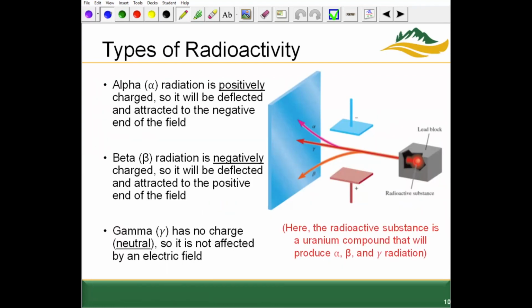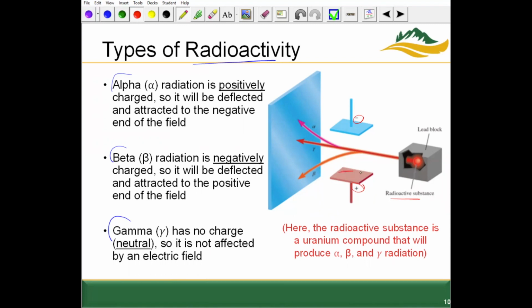Now, another important point before we get into those subatomic particles, we've talked a lot about electrons so far. Another concept here is the different types of radioactivity. So there's alpha radiation, beta radiation, and gamma radiation. Using this idea again of like charges repelling one another and opposite charges attracting one another, there were experiments done using a radioactive substance that did emit alpha, gamma, and beta radiation.